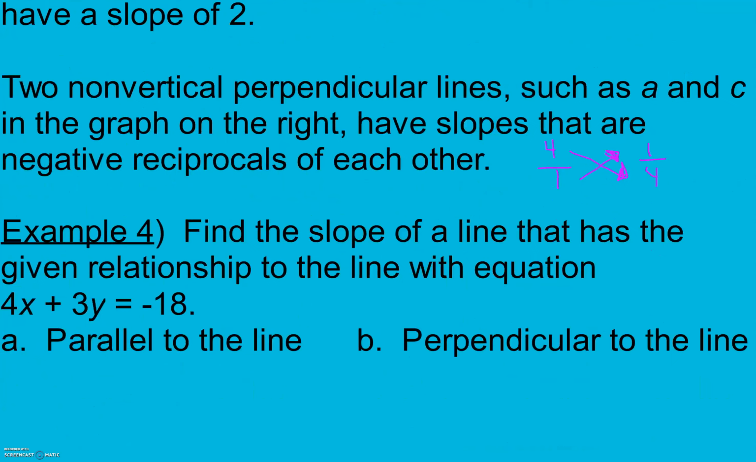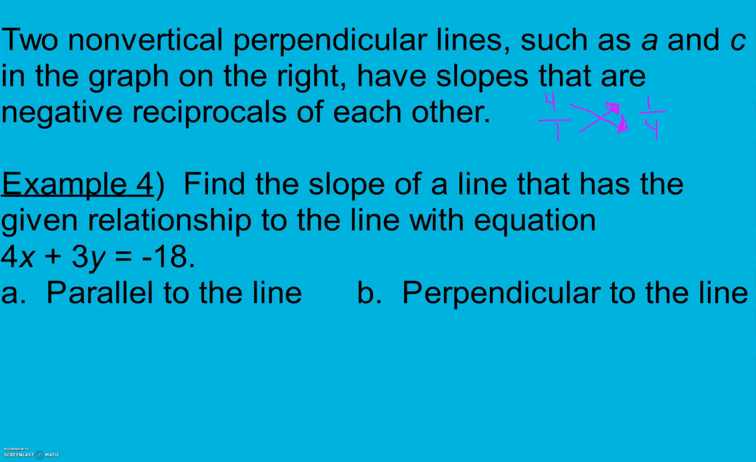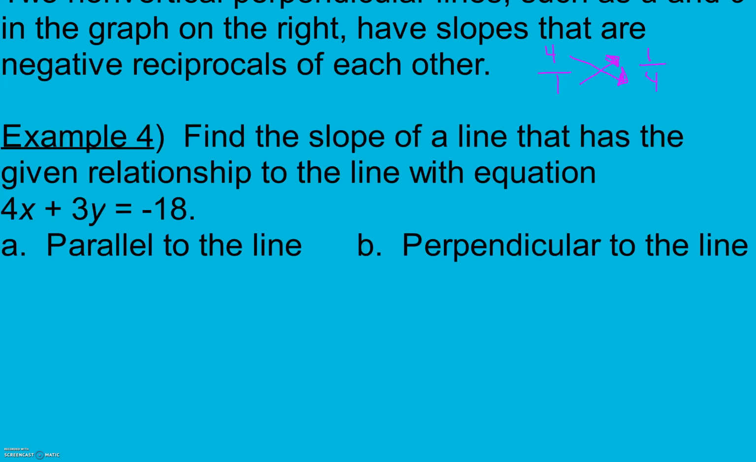In example 4, we're going to find the slope of a line that has the given relationship to the line with the equation 4x plus 3y equals negative 18. The first thing we need to do when finding the slope of parallel and perpendicular lines is figure out the slope of our original equation. So here I'm going to solve for y. My first step is to get rid of my 4x. To move it to the other side, we subtract it. So I'm going to have 3y equals negative 4x minus 18.